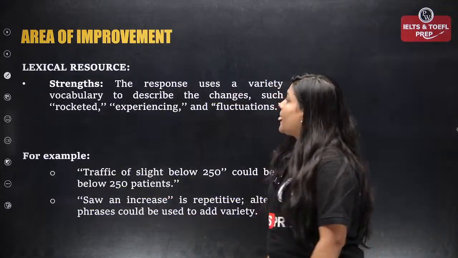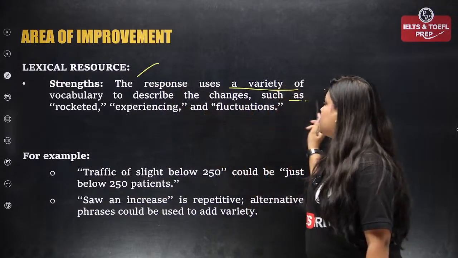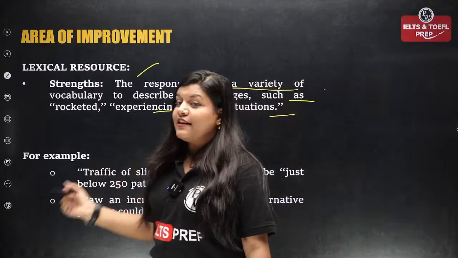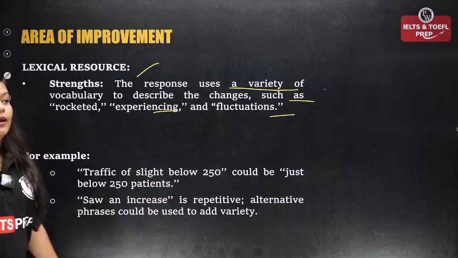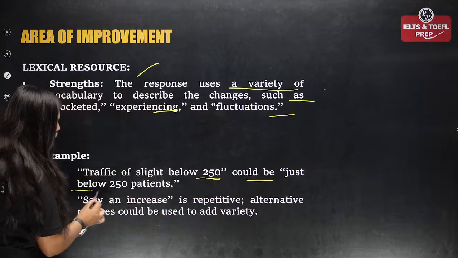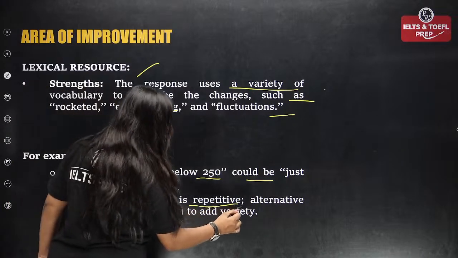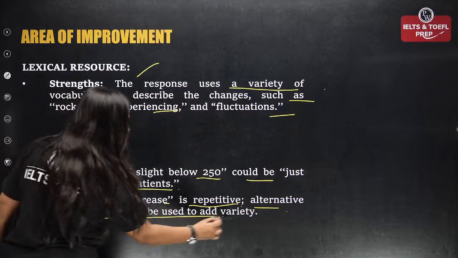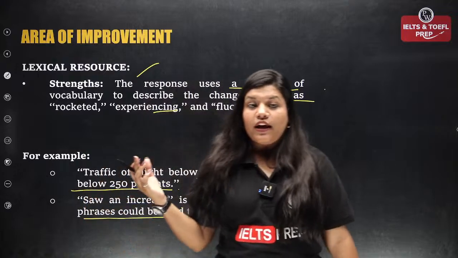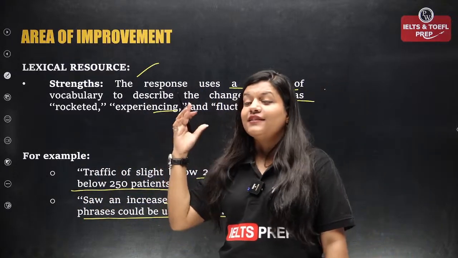Now, let's talk about the lexical resources. The response uses a variety of vocabulary to describe the changes such as rocketed, experiencing and fluctuation, which is a really good thing. Now, let's understand what else could have been improved over here. "Traffic of slide below 250" could be just "below 250 patients." What else? "Saw an increase" is repetitive. Alternative phrases could be used to add variety: saw an increase, increased over time. For decreasing, you can use plummeted, fell down, had seen a sudden fall.